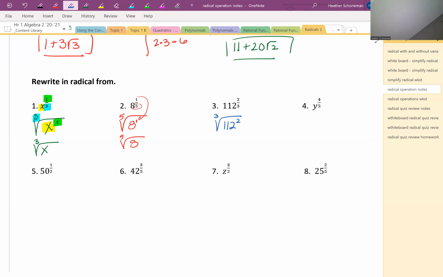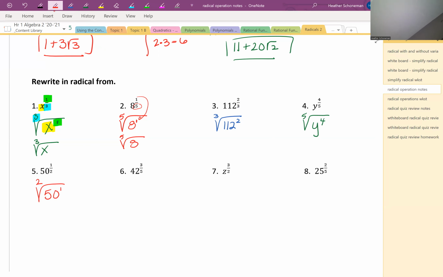Remember, we are not trying to get an answer. We are simply writing it in a different form so we are prepared to do what we need next class. This one, the y goes under the radical. The 5 goes on the shelf. The 4 is the exponent. On the next one, the 50 goes under. The 2 goes on the shelf, and the 1 is the exponent.